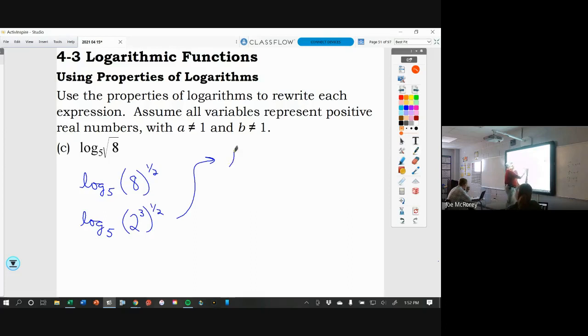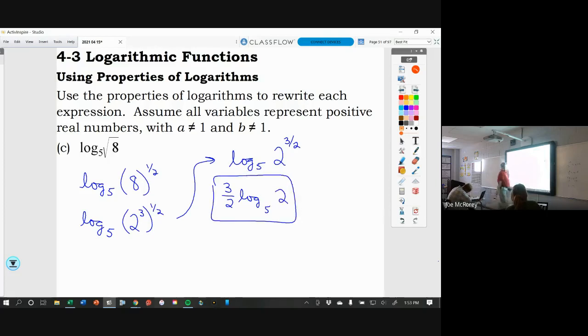Okay, so I have log base 5 of 2 to the 3/2 power. Now what do I do to that 3/2? Pull it in front. So I have 3/2 log base 5 of 2. That's not that bad.